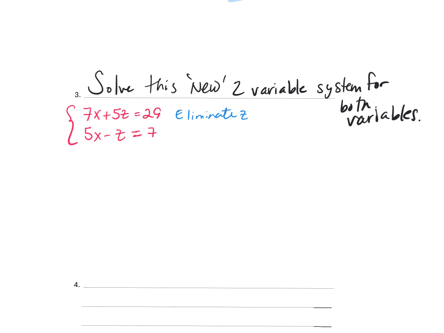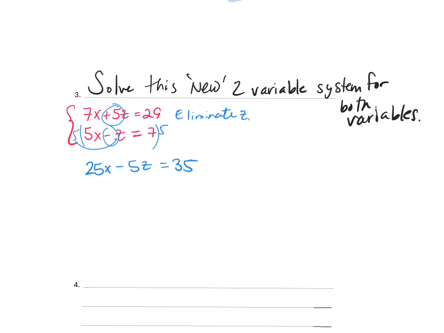When I do that, that means I have to multiply this bottom equation by a 5 to have it be the opposite of this one. Because this is a positive 5z, I need a negative 5z here. So I'm going to write that equation down below. So 5 times 5x is 25x. 5 times this z is a negative 5z. And then 5 times 7 is 35.